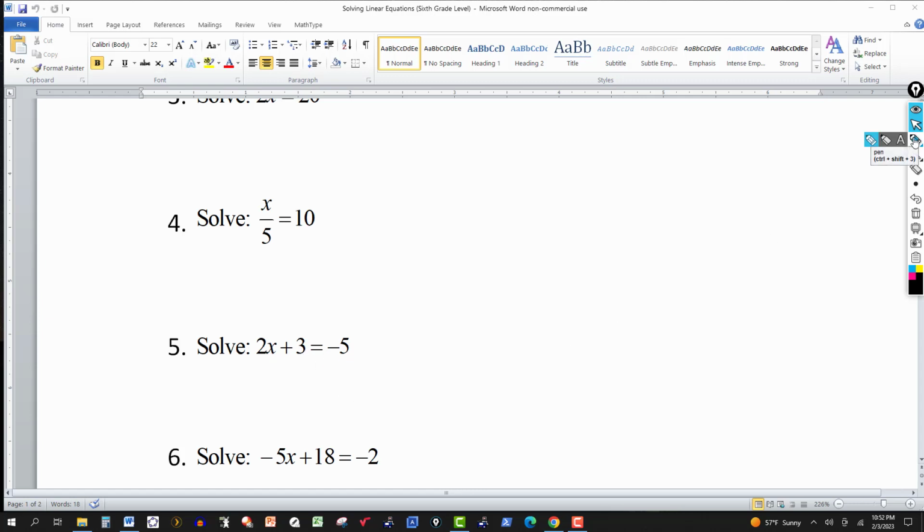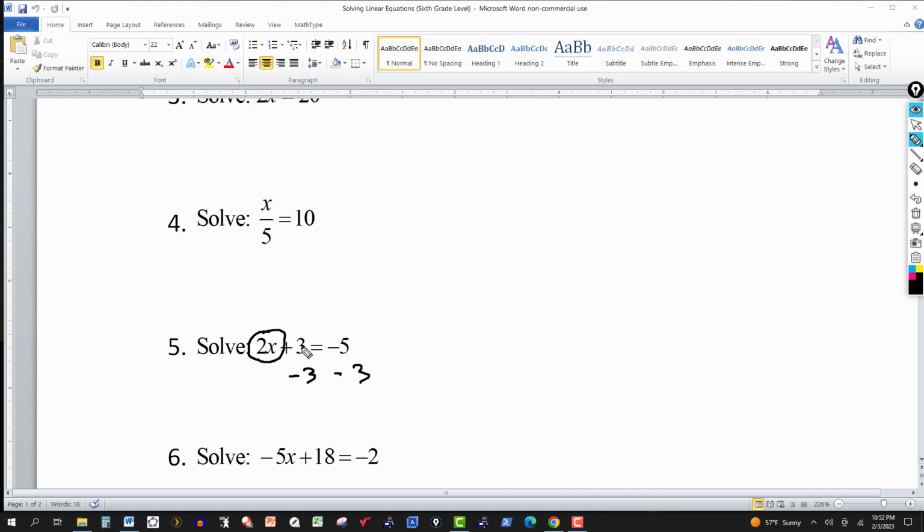So again, here the object is to get the x, or the term with the x. So in this case, the 2x, we want this by itself. So let's get rid of this 3 first. It's a plus 3, so let's add a negative 3 to this side. And then we have to do the same thing to the other side.